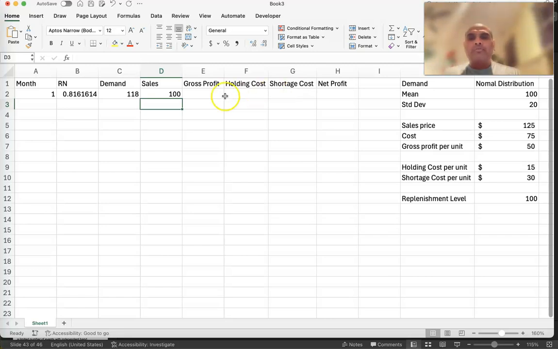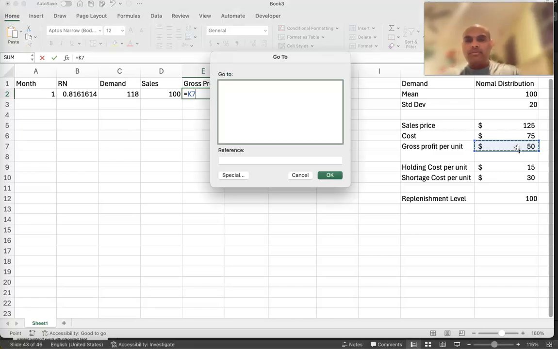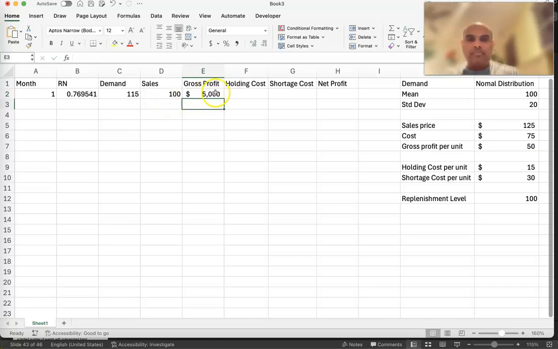Now, gross profit. Gross profit will be based off of the sales. Gross profit per unit is $50. I'm going to make that an absolute reference, times the sales, whatever my sales are. And sales are not going to be an absolute reference because sales will change with every month. So that's my gross profit.